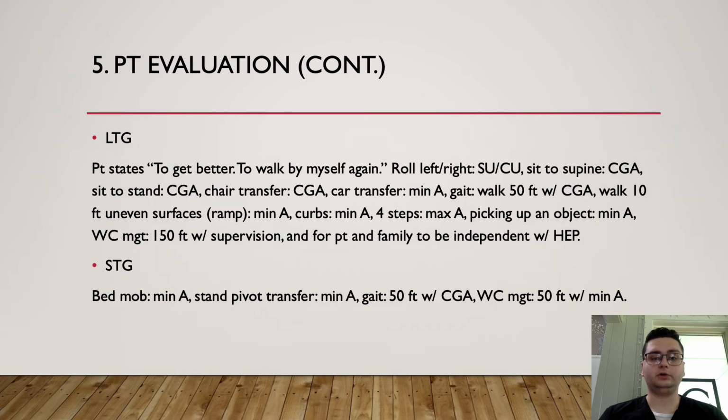So the short-term goals, and this is what we primarily focused on with therapy, was our bed mobility, getting to where we could get to be min assist with bed mobility, min assist with our stand pivot transfers, be able to walk at least 50 feet with contact guard, and at least wheel 50 feet with min assist with a wheelchair.